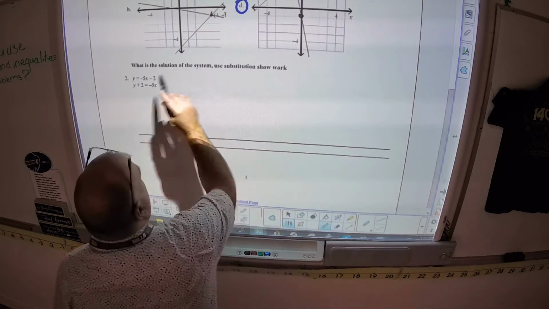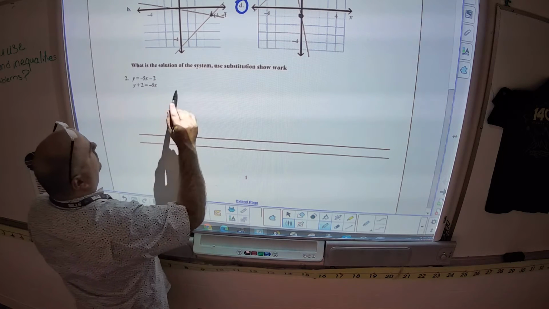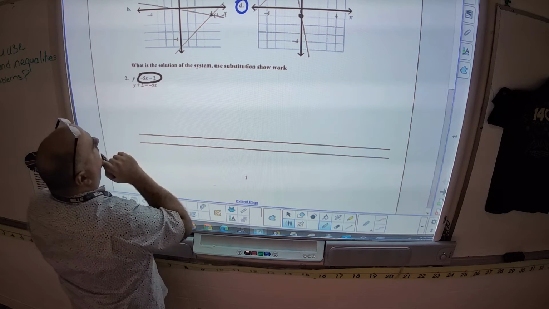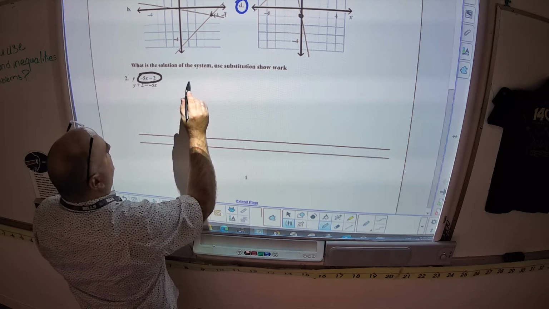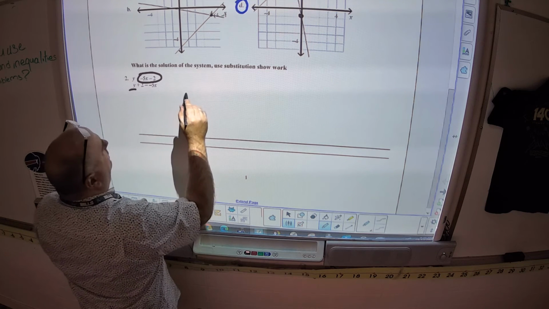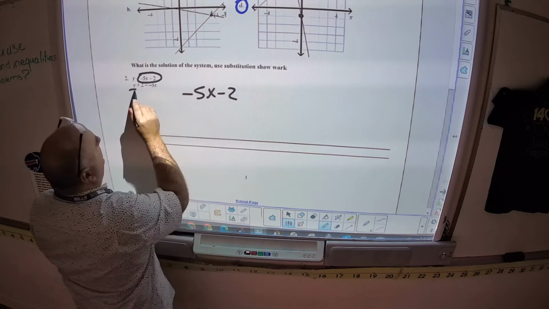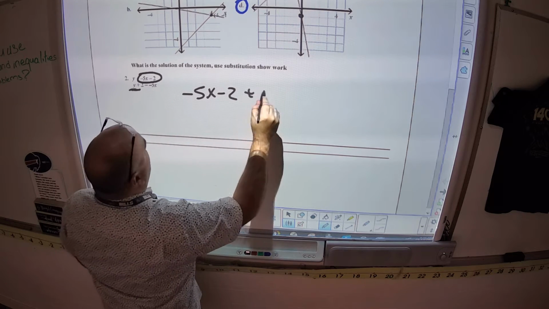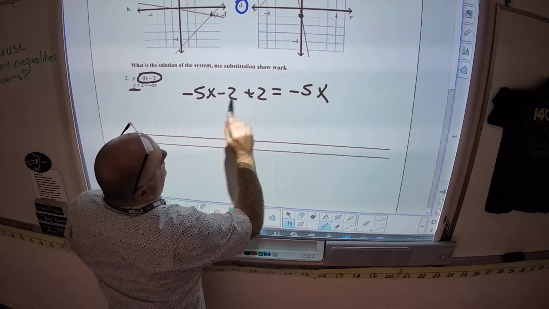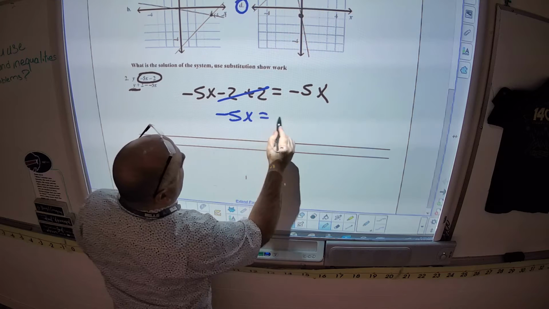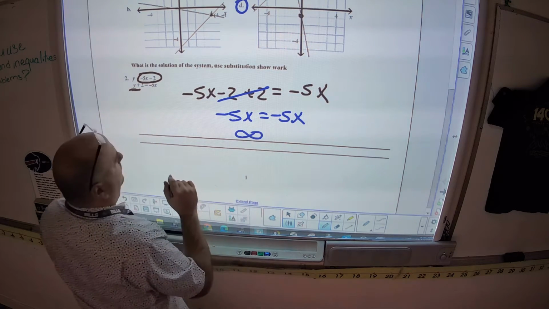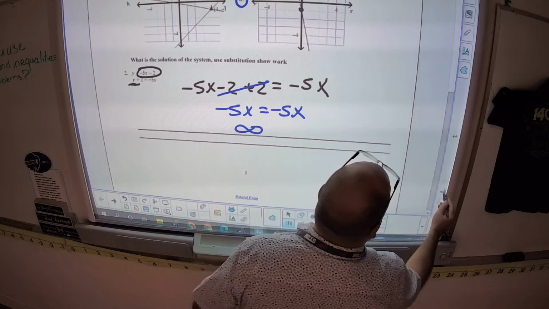Moving on to the next question: solve the system, show your work. When you're showing your work, you have y equals -5x minus 2. So I'm going to take that and sub it in for the y value here. Instead of writing y, I'm going to write -5x minus 2 for the second equation. I'm going to add 2, and that equals -5x. Now when I do the math on it, this cancels, and I get -5x equals -5x. When you get this, it is infinite number of solutions. So you don't have to check that.